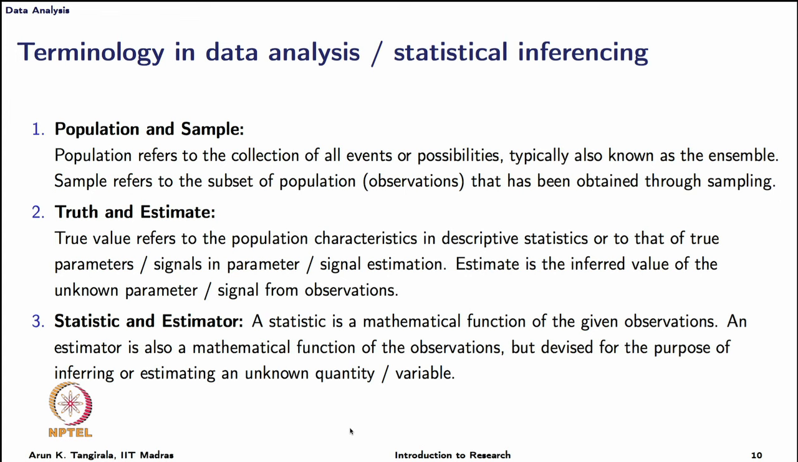The population refers to all possibilities that you could have seen, although we do not observe that. It is not possible to really have or observe all the possibilities in most situations. So, population refers to the collection of all events or possibilities.